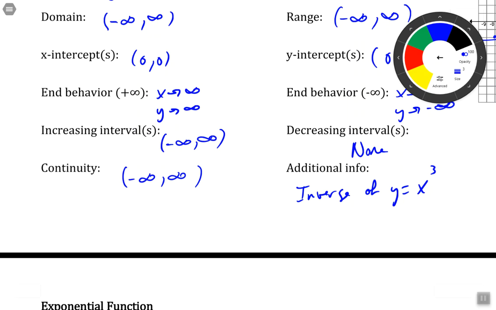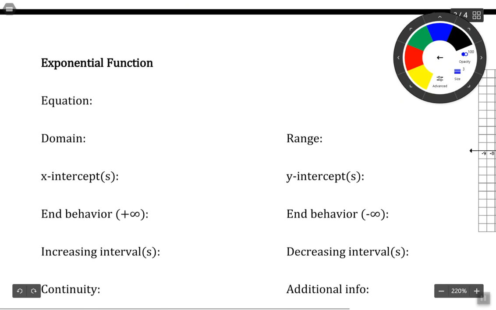Okay. And for our next trick, here comes the fun stuff. Oh, come on.